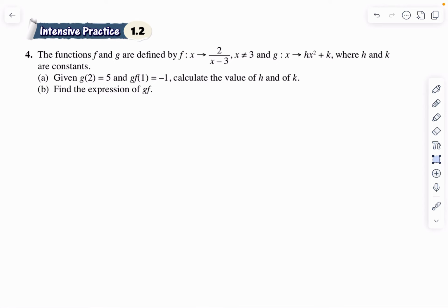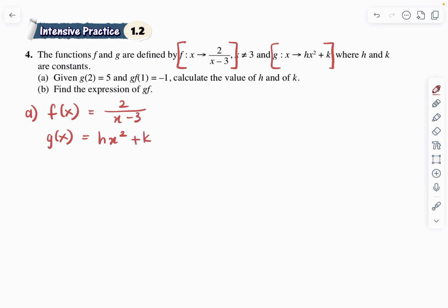Question 4. Functions f and g are defined by this and this, where h and k are constants. Given g(2) is 5, gf(1) is -1. So let's write this. f(x) is 2 over x minus 3 and g(x) is hx² plus k. Right. So they gave us that g(2) is 5.